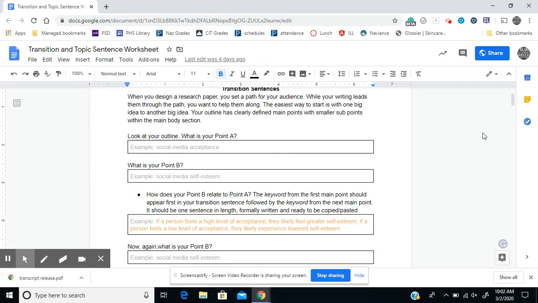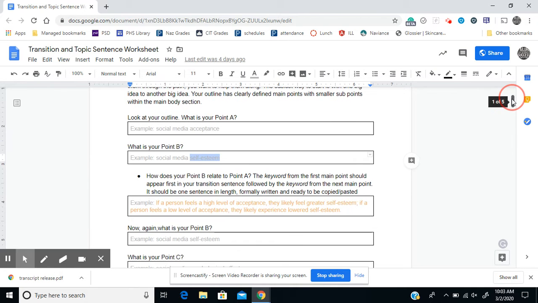But now we're ready to move on to the next point, which is self-esteem. So I need to make a sentence to help my reader do this. So I have my sentence, if a person feels a high level of acceptance, using my keyword from point A, then they likely feel greater self-esteem, using my keyword from point B. If a person feels a low level of acceptance, they likely feel lowered self-esteem. So you can see that I've utilized keywords from both points. This gets my reader to start thinking from what we've just explored in point A and start thinking about the new concepts in point B.